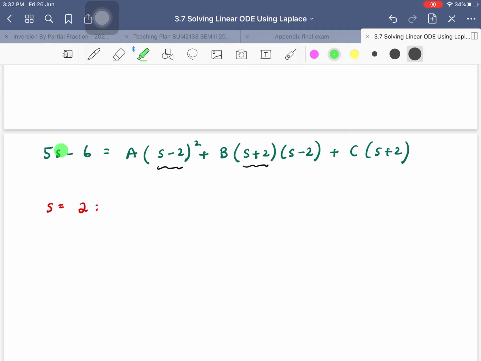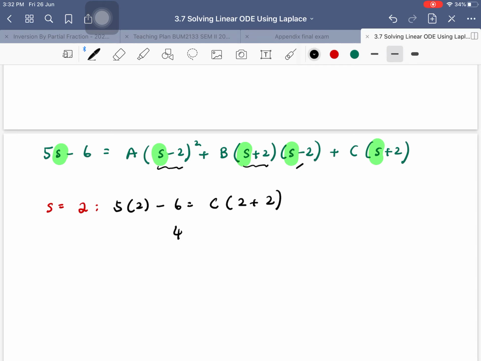Okay, so let's highlight all the places with the s so that we don't miss them out when substituting. So I'm going to have 5 multiplied by 2 minus 6. The first term is going to be 0 because of 2 minus 2. This is going to be 0 as well. And then the last term is going to be C multiplied by 2 plus 2. And here I'm going to have 10 minus 6, that's 4. So 4 is going to equal 4C. So my C value is going to equal 1. So I already obtained my first value.